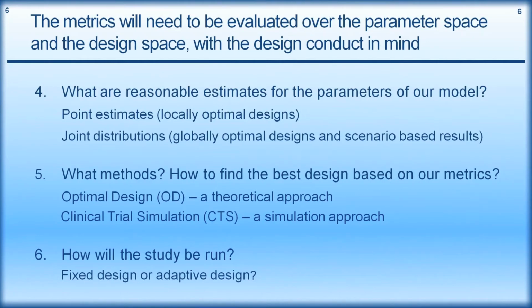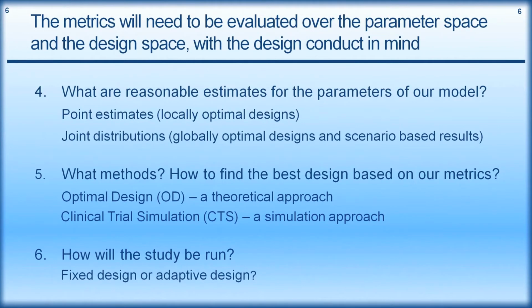The metrics will need to be evaluated over the parameter space and the design space, with the design conduct in mind. So the first thing we need to think about there are what are reasonable estimates for the parameters of our model. So we can use point estimates. So for example, the Emax is 1, or the E0 is 0, or the ED50 is 10. And we can think about an optimal design, and they're typically called locally optimal designs. Or we can think about those parameters belonging to some form of joint distribution, and we can talk about globally optimal designs and scenario-based results, and we'll go into that.